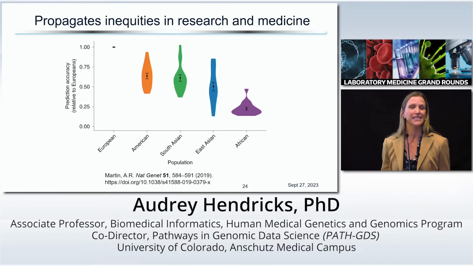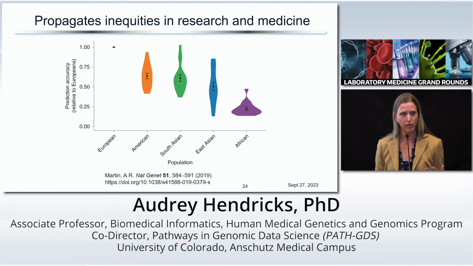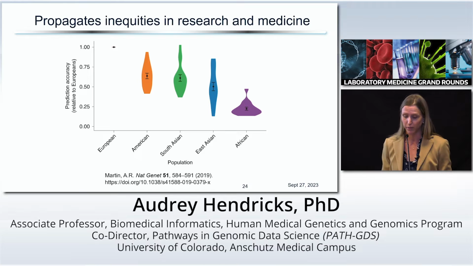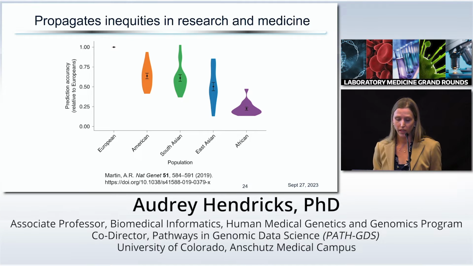So here's an exemplar, a very common exemplar to show some of this inequity. On the x-axis, I have different ancestral groups, European all the way to African. And on the y-axis, we have prediction accuracy. What we're looking at here is the prediction accuracy of a polygenic risk score that is anchored to a European ancestry group. So that's why European is at 100% here. That's what the risk score is built on. And so we can see that not only does the prediction accuracy decrease for the other ancestral groups, but some ancestry groups have a much, much larger decrease in accuracy.